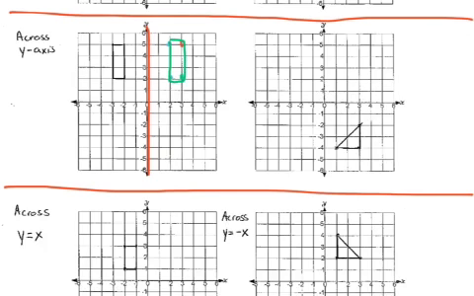Okay, so try the next one on your own. First thing you want to do is draw your line of reflection because we are reflecting across the y-axis. So go ahead and hit pause. Try this one. See if your answer matches mine.